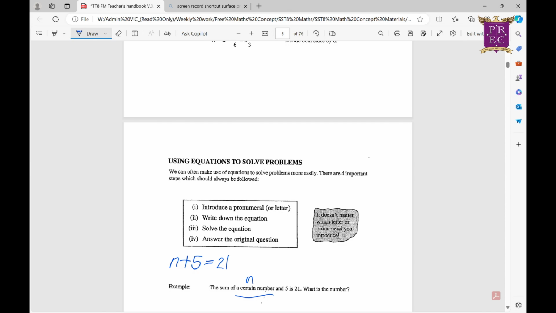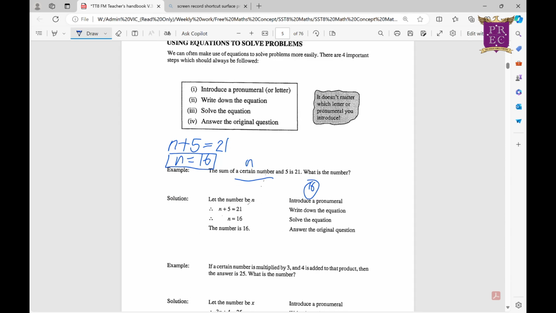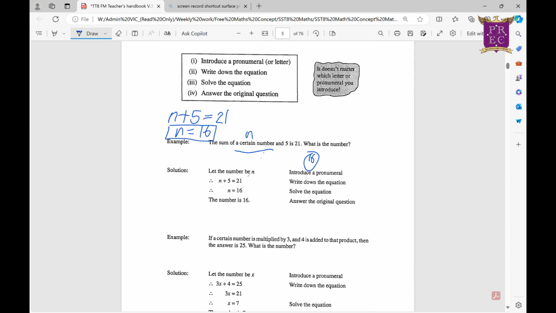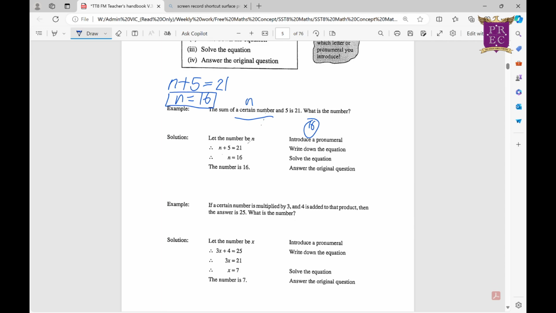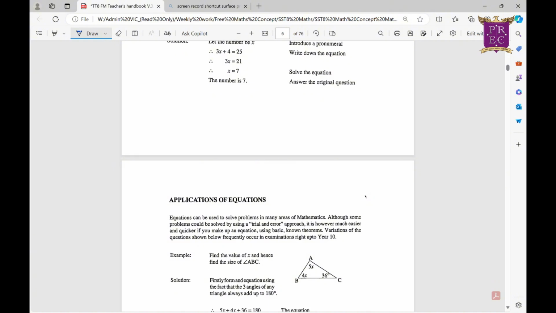Solve the equation now. We need to get n by itself, so we take 5 away from both sides. 21 minus 5 gives us 16. The answer to the original question is n, so the number is 16. Okay, that's it. You guys can have a go at the second example and see if you get the answer. Okay, let's move on to the next one.